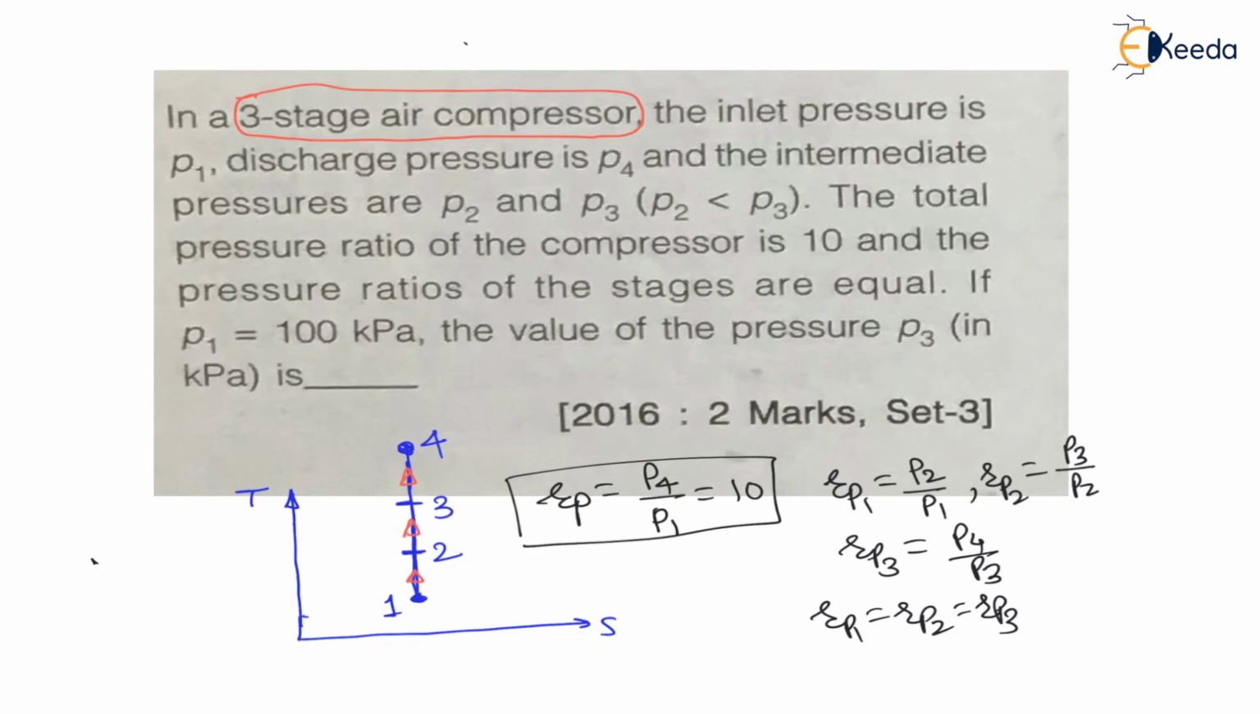Now the given data is P1 is equal to 100 kilopascal. Then what will be P3 in kilopascal? It is a fill in the blanks question, so you have to type the answer. Here the unit is already mentioned. Put P1 in kilopascal, P3 you will get in kilopascal. That answer you have to type. Now let us solve this question.